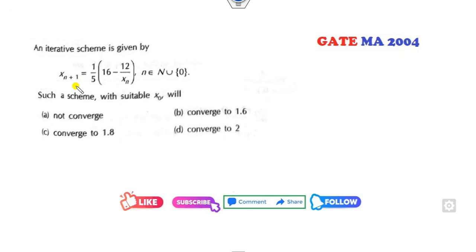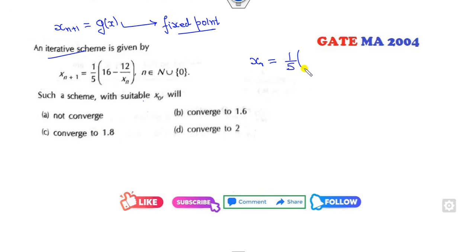Okay, the iterative scheme. Again, this is the iterative scheme: xn plus 1 is equal to g of x, will it converge or not? So to which point will it converge? It will converge to the fixed point. Fine. So how can you find the fixed point? Xn will be 1 over 5. Again there are two methods. Firstly I can start from the options, or otherwise we can find the limit. So firstly start with the options.